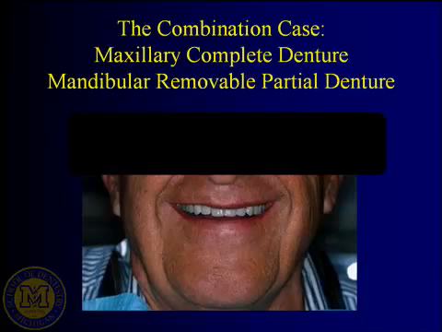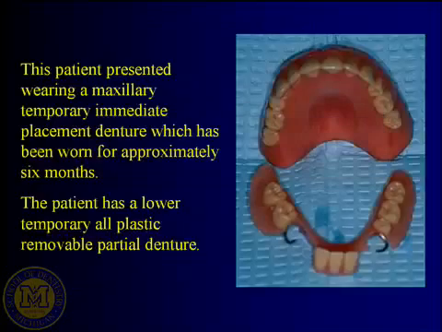And the patient we're talking about today has already been through the first stage of treatment in which they received a maxillary immediate placement stay plate, that is a temporary denture that was immediately placed in the upper arch, and that was the topic of last week's presentation. And then in the lower arch they had a temporary lower partial denture, sometimes called a flipper.